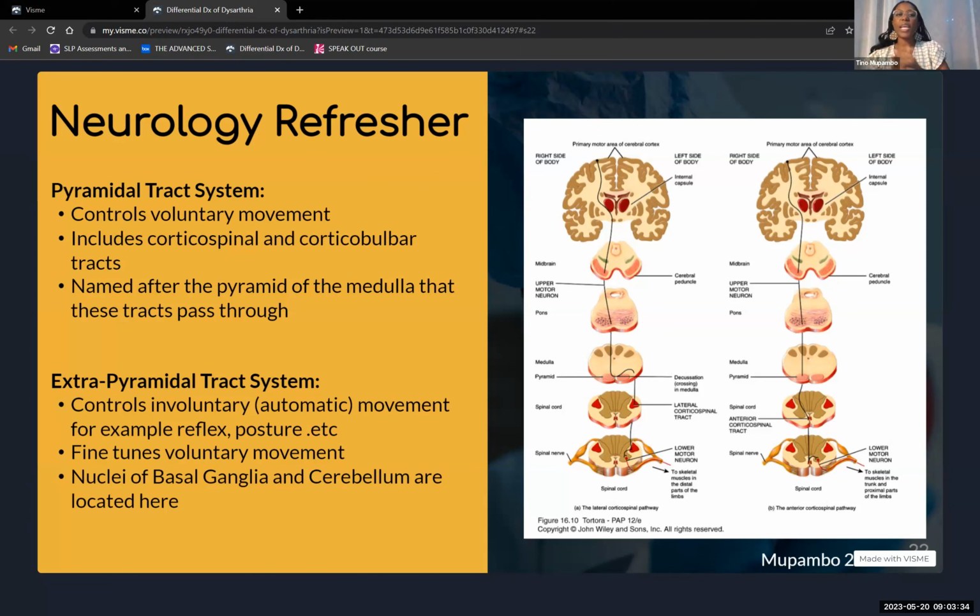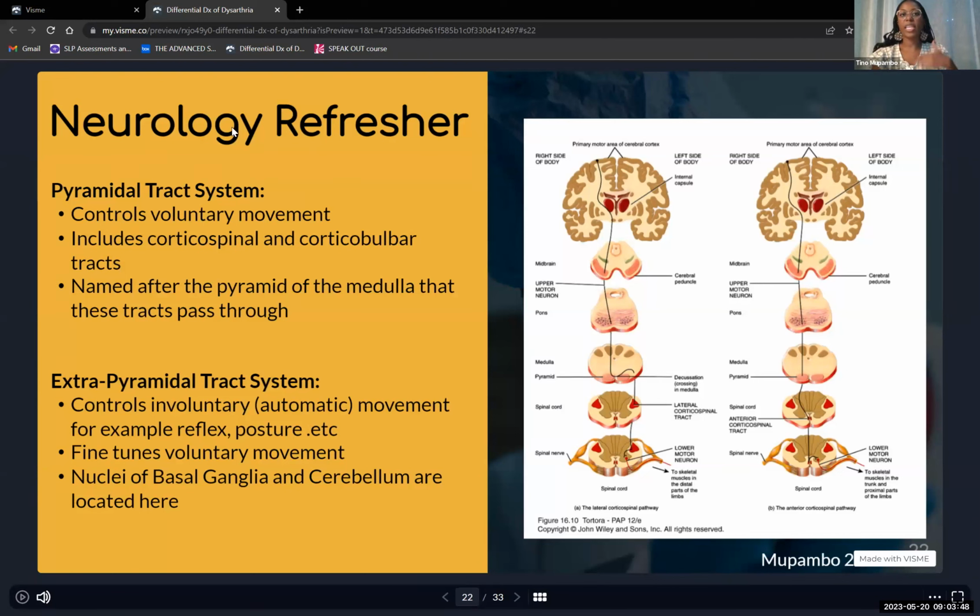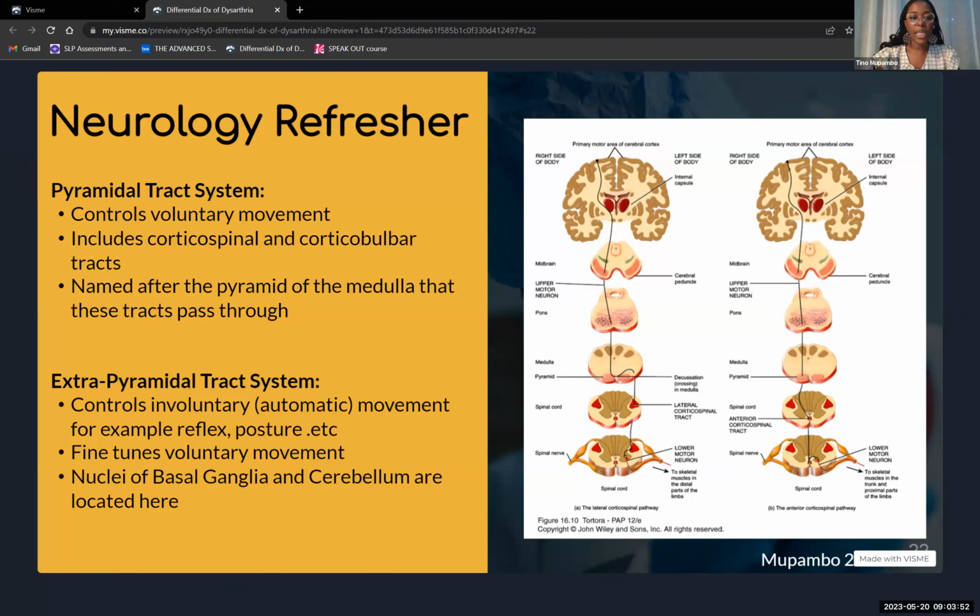And if you've done SPEAK OUT and LOUD Crowd training, then you know that what they're pushing is speak with intent. Why? Because you want to bypass the automatic and go straight to your voluntary system, the pyramidal system, and start getting it moving so that you can get your loudness back and regain some of the things you're losing because of what's going on with your basal ganglia.